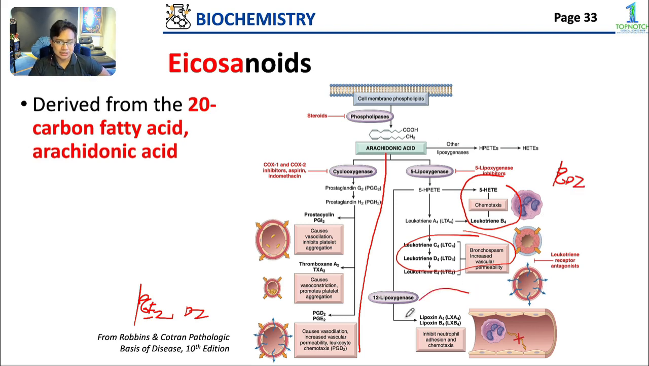Lastly, we have your lipoxins. The rest of them are pro-inflammatory, but lipoxins are anti-inflammatory in nature. So they are the only eicosanoids that are anti-inflammatory in nature. That's all for complex molecules.